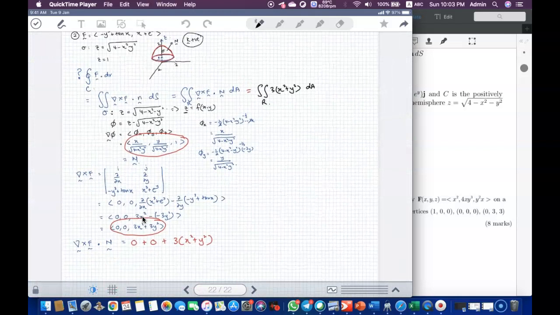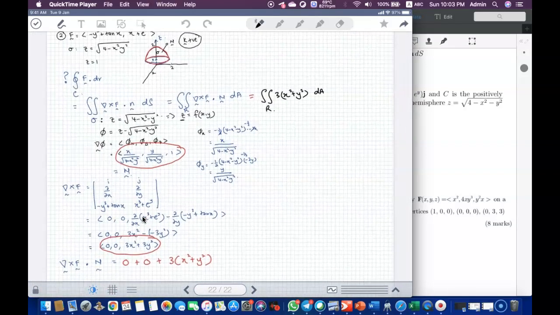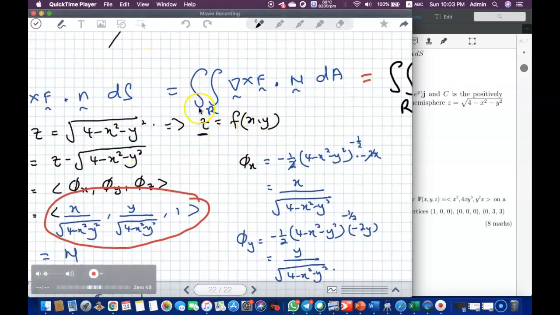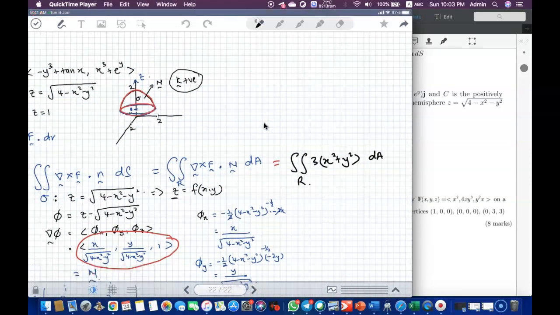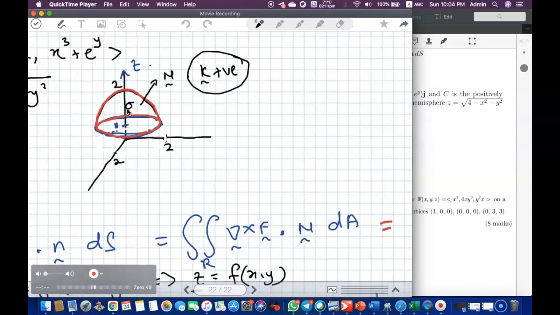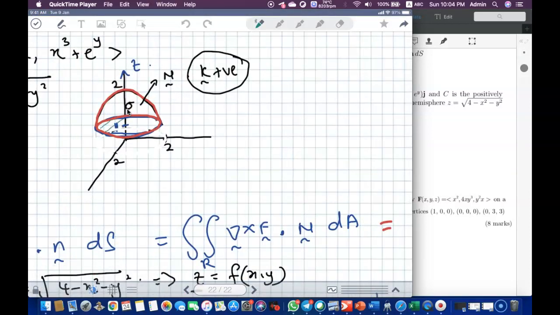In order to determine your dA, you have to check your function just now. You have z as a function of xy, so now you know your region is lying on the xy plane. So what can you see on the xy plane? You need the circle, the size of the circle. Even though I mentioned earlier that we don't bother about the size of the circle, now you have to integrate, so you have to know the region. Your region is this circle down here.